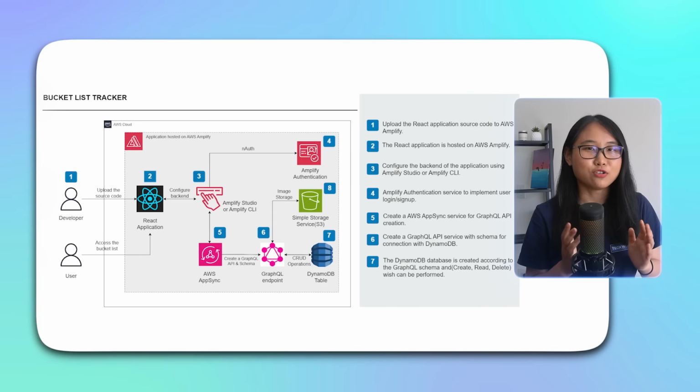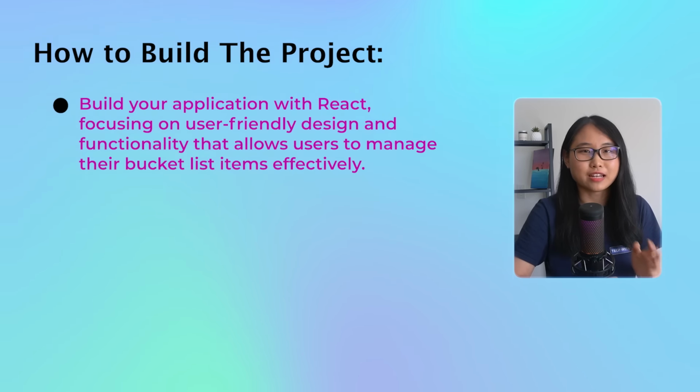Amplify. This project, once you build it out, will help you keep track of all the things you want to achieve in your life. Now, you can see that the architectural diagram for this application looks a bit more complex than the other ones, and that's because we'll need multiple AWS services to build this application. The first step is to build a front-end application with React, focusing on user-friendly design and functionality that allows users to manage a bucket list items effectively.